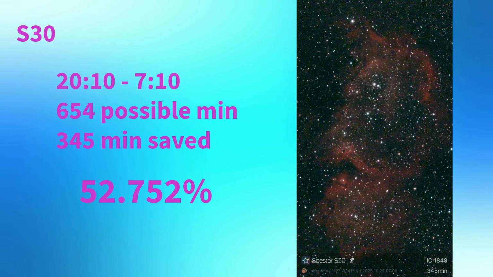So I did the same thing for the Seestar S30. Its first exposure was taken at 20:10, and its last exposure was taken at 7:10 in the morning, with 654 possible minutes during that time, and it saved 345 minutes. So the save rate on this one was 52.752%. And so a little bit less than the Seestar S50. The S50, again, was 56%, and this one was 52%.